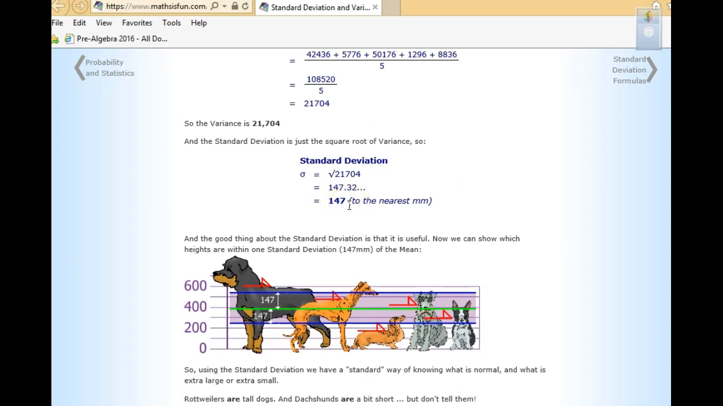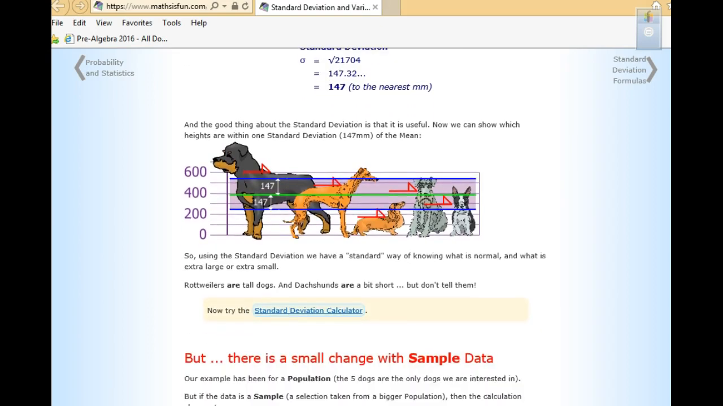This means that from the average, using the standard deviation, we have a standard way of knowing what is normal and what is an extra large or an extra small dog. If you're within that 68% range, you're probably normal for that data. If you're outside of that, obviously, Rottweilers are taller dogs, Dachshunds quite a bit shorter. They are going to fall out of that normal range, okay?